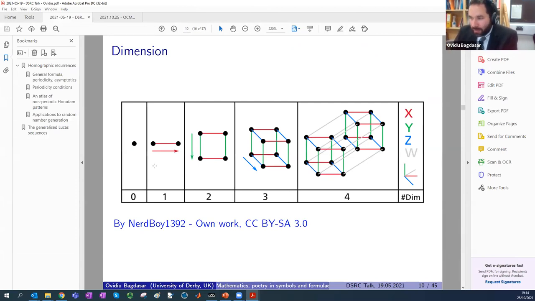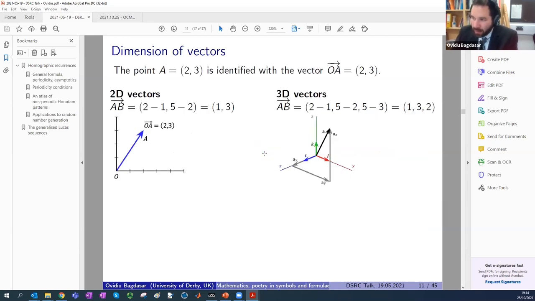Normally with dimensions, we know that a point has dimension zero, a line has dimension one, a surface has dimension two, then a cube has dimension three, and so on. And these are used for example, for vectors. Very often we hear in physics, there is a model for the universe which uses 17 dimensions or 18 dimensions. How many dimensions can you have in mathematics?